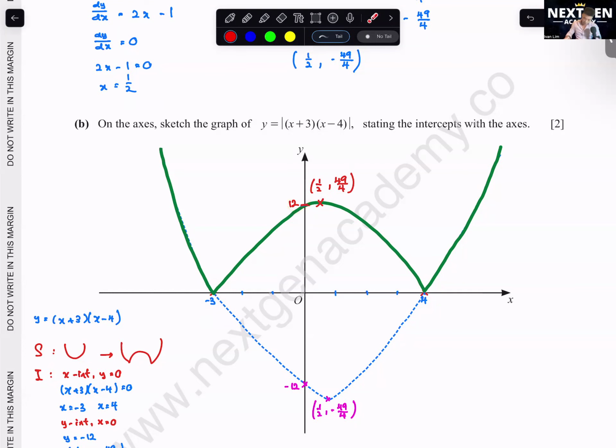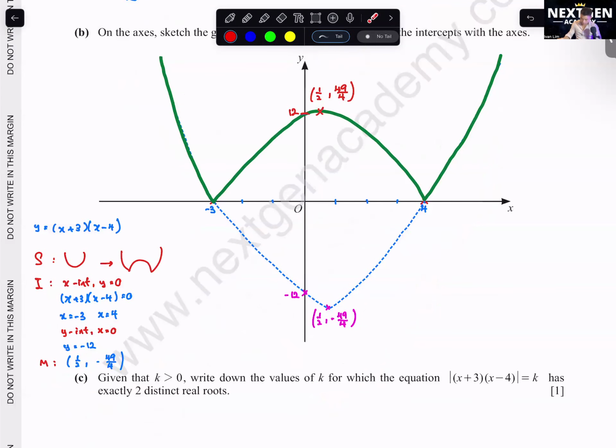Okay, the next question, question C: given that k is more than 0, write down the values of k for which the equation modulus of x plus 3, x minus 4, equals k has exactly 2 distinct roots. Okay, where are exactly 2 distinct roots? Okay, Jordan says, yeah, your explanation is absolutely correct. Okay, what is k? k is y. Okay, y equals k because this is a y equation.